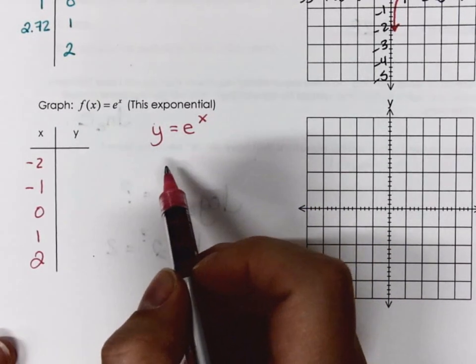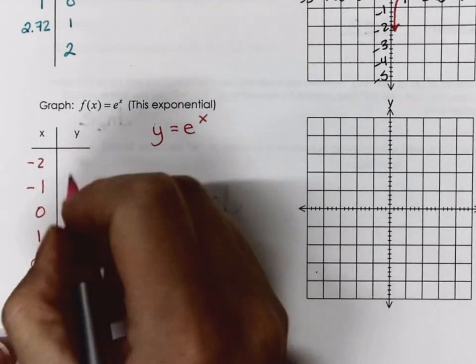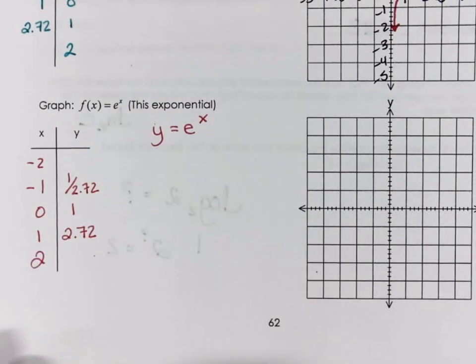So let's go through this again. This is going to be 2.72. This will be 1. This will be 1 over 2.72. Do you see how I'm actively ignoring squaring that and putting it to the negative 2? You guys didn't question me. I didn't talk about it. I have no desire to square 2.72 by hand. You don't need that point. You know what the graph is going to be.